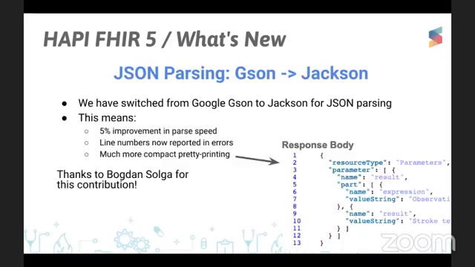An under the cover feature that's gone into HAPI that is actually a huge deal, even though it's again non-user visible, is we have completely wholesale moved away from the Google JSON parser over to another library called Jackson. Jackson is a great parser. It brings a bunch of improvements to us.